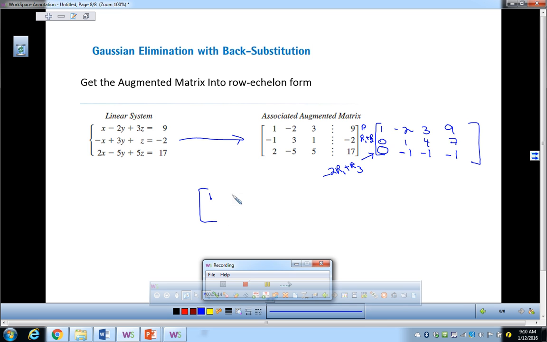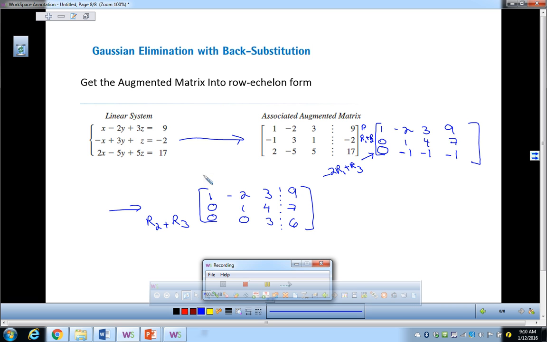I'm going to leave the top row alone: negative one, two, three, nine, then zero, one, four, seven. And down here, I'm going to go row 2 plus row 3 from the previous problem. So 0 plus 0 makes 0. Isn't that nice? 1 plus negative 1 makes 0. That's nice. 4 plus negative 1 makes 3. And 7 plus 1 makes 6. Okay? So remember, this is your constant matrix.